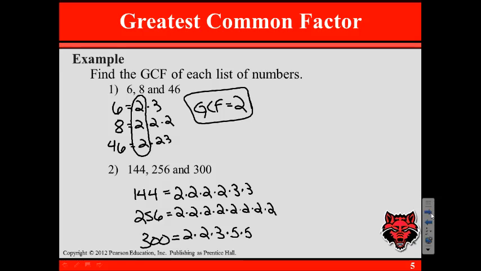Well, looking at each list, we have a common factor of 2. We have another common factor of 2. And while 2 of the prime factorizations contain a 3, we can't say they have a 3 in common because not each prime factorization contains 3. So again, the GCF will be 2 times 2, which is 4.